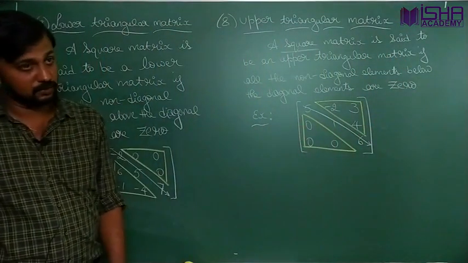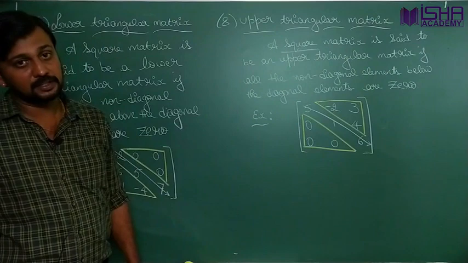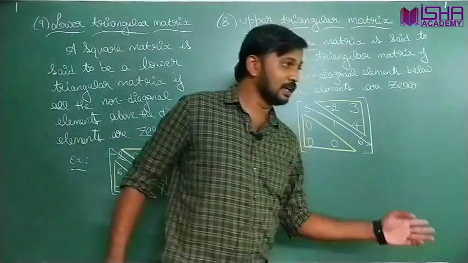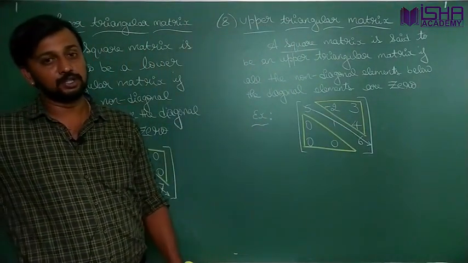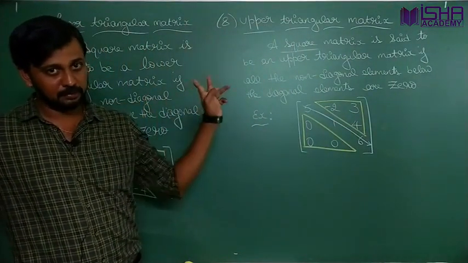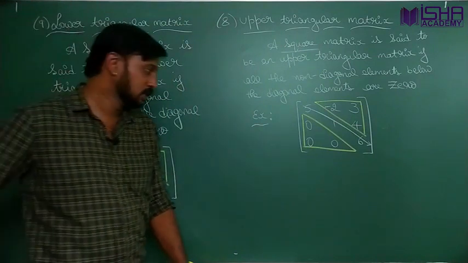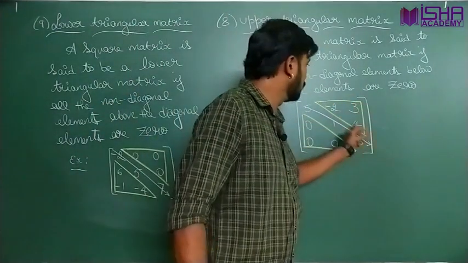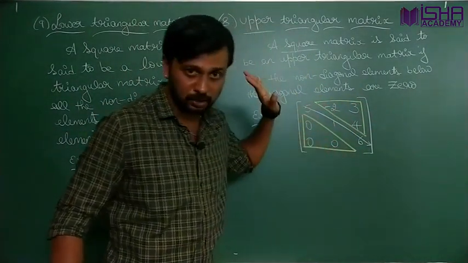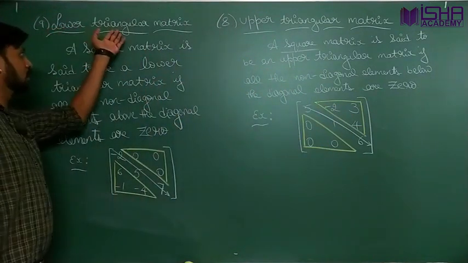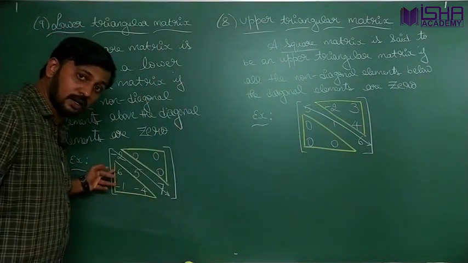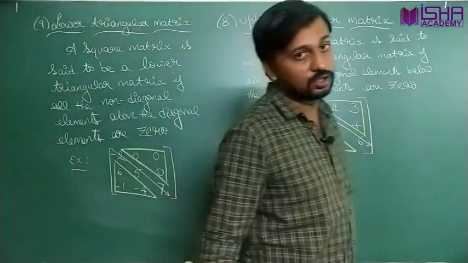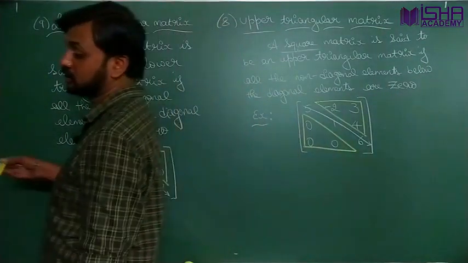Only then do we call it a scalar matrix. Similarly, next is the unit matrix or identity matrix. All the principal diagonal elements should be equal to 1, only then do we call it an identity matrix. Clear? And next, upper triangular matrix: only the upper triangular elements should be present, lower triangular elements should be 0. And the last one, lower triangular matrix: only the lower triangular elements should be present, upper triangular elements should be 0. Clear? So this is regarding types of matrices.